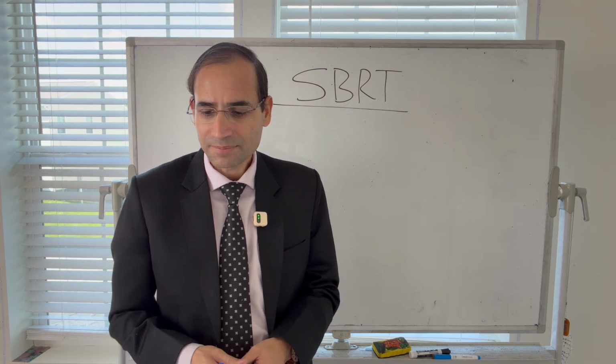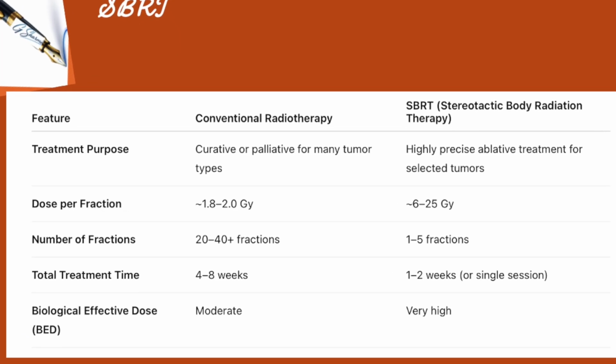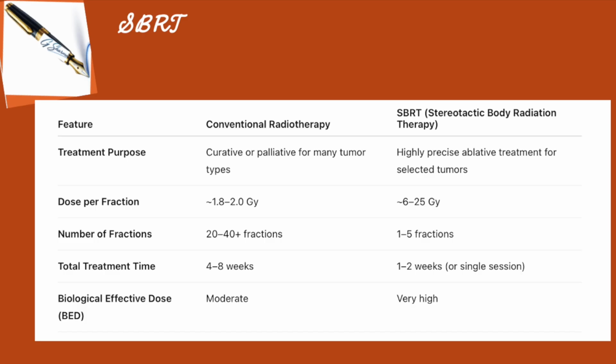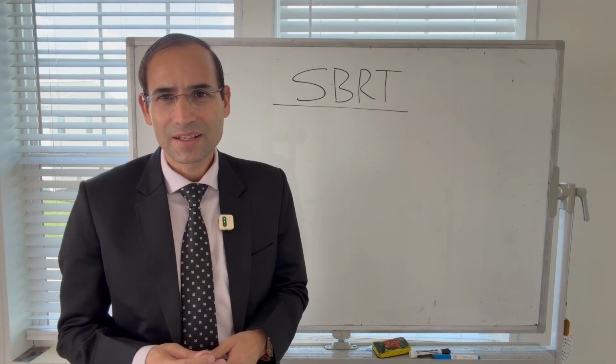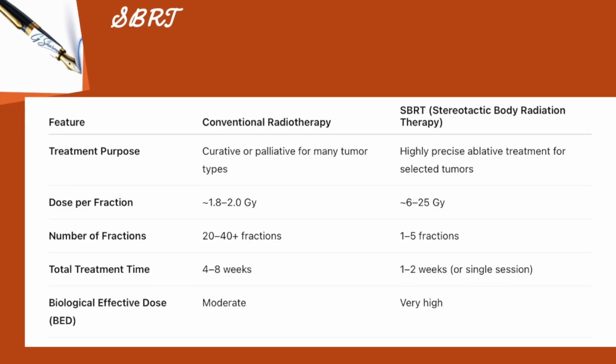We'll come to that when we talk about motion management, because motion management is a very important topic in SBRT. Okay, so let me talk a little bit about the dose. In conventional radiation therapy we usually deliver around 2 gray per fraction over several weeks. But in SBRT we are talking about 6, 10, 15, even 20 to 25 gray per fraction. That's a huge radiation amount.